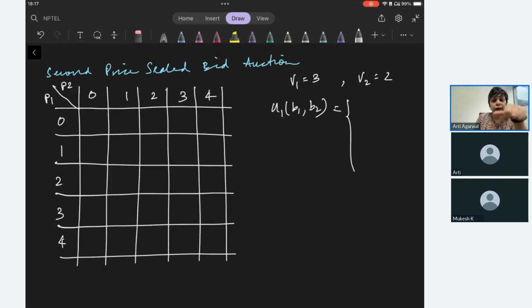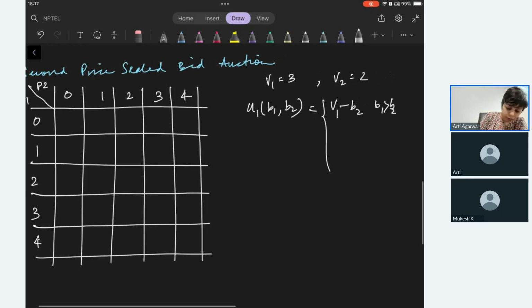So the amount he pays will be B2, the other guy's bid amount. And his net payoff is going to be what? His own valuation minus the amount he's paying. So his own valuation is V1, and the amount he's paying is B2. So V1 minus B2 if B1 is greater than B2.